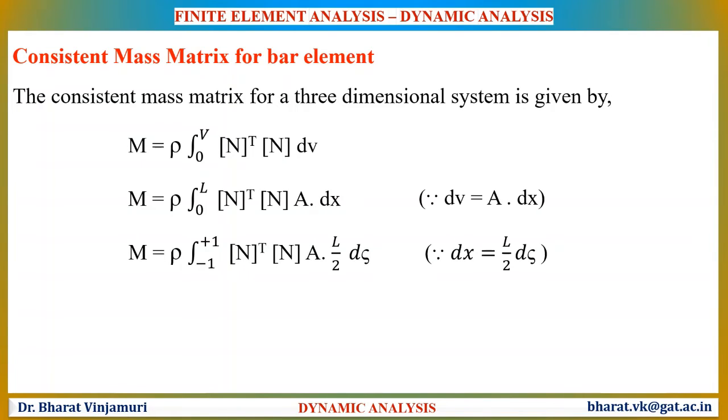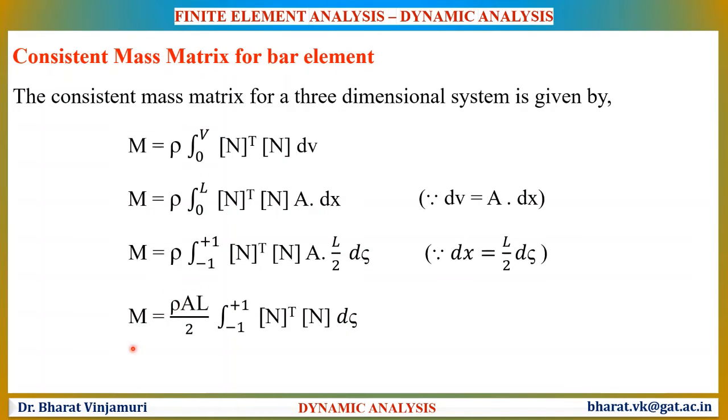Substituting the value of dx, that is L by 2 d zeta, in this following equation, we will be able to determine the consistent mass matrix for a one-dimensional structure in terms of natural coordinates. Now we'll be determining the matrix by substituting the values of shape functions. Before that, let us take out the constants outside of the integrals.